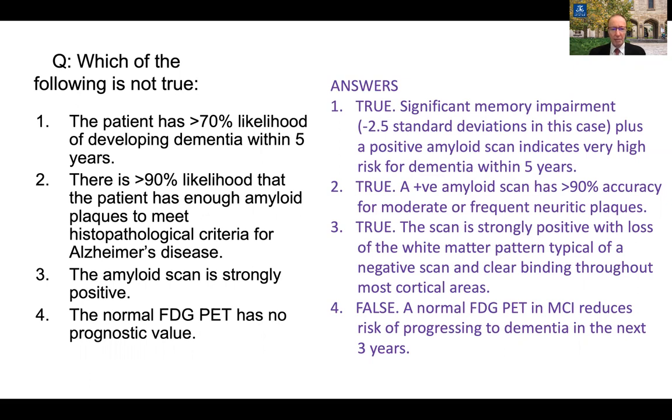Statement 4, the FDG PET has no prognostic value, is false. A normal FDG PET in someone with MCI reduces the risk of progressing to dementia in the next 3 years. So it's a slightly reassuring thing, but perhaps it would have been more reassuring if we hadn't known the amyloid PET report. In fact, in this case, it does show that a negative FDG PET does not rule out Alzheimer's disease, and with further investigation, if available, you could get a more accurate prognosis.